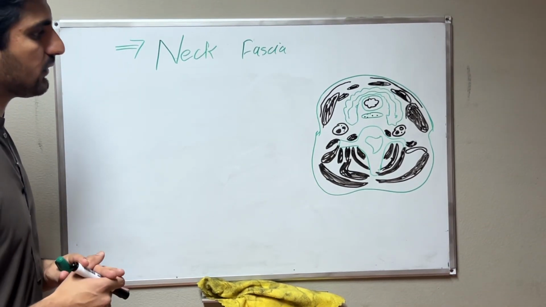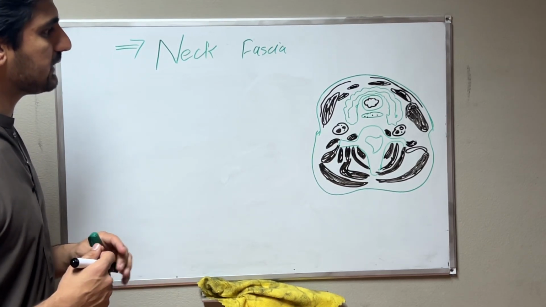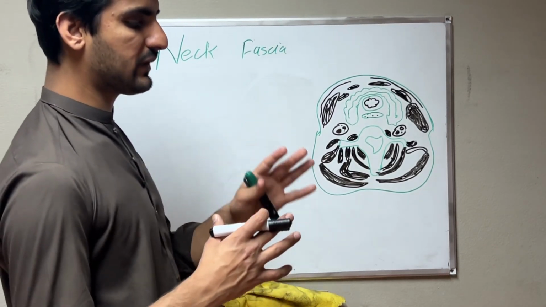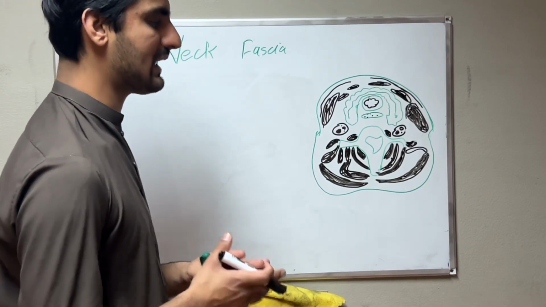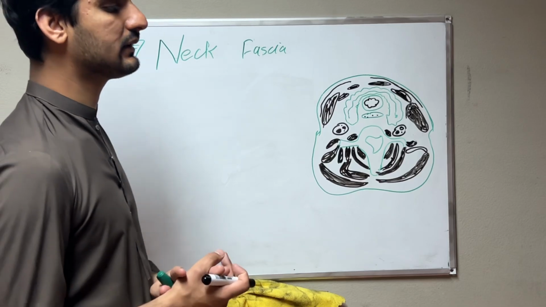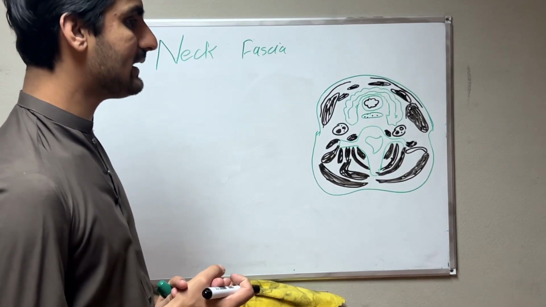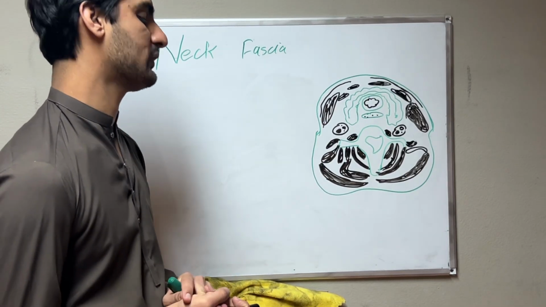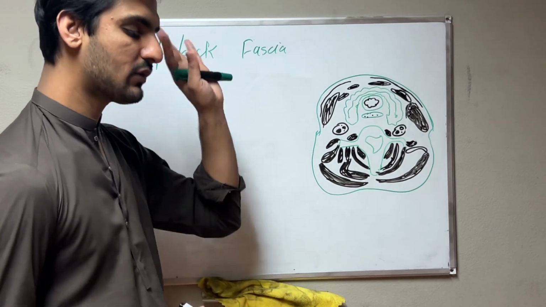First, if you remember the superficial fascia: after the skin, beneath the skin, we have a fatty layer, and this fatty layer is also covered by the superficial fascia, which covers the whole body.